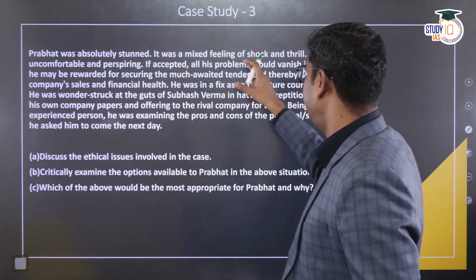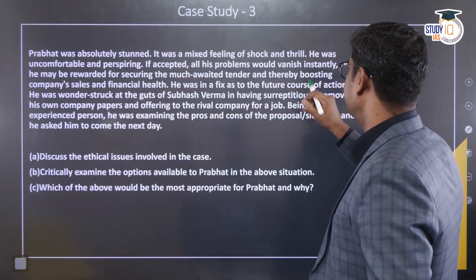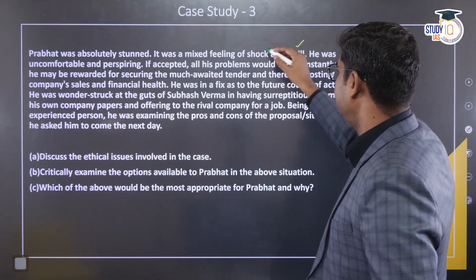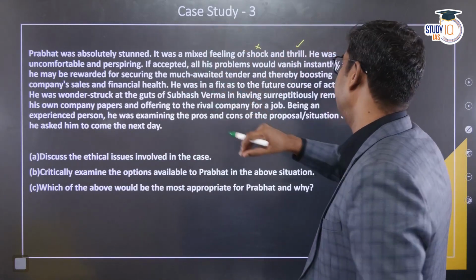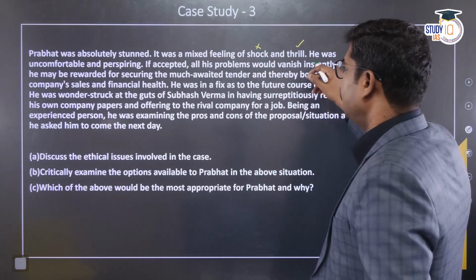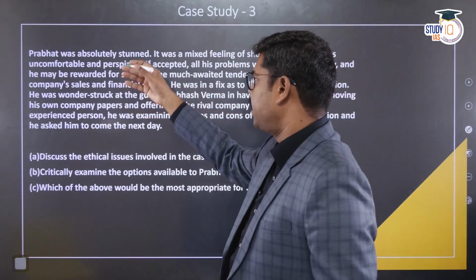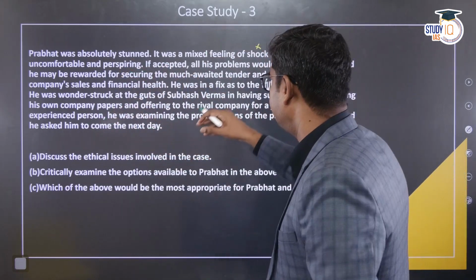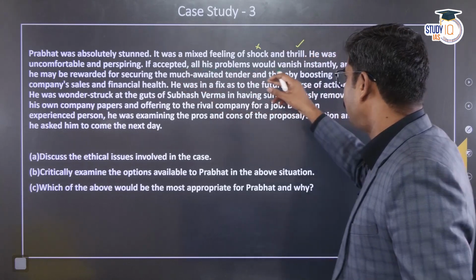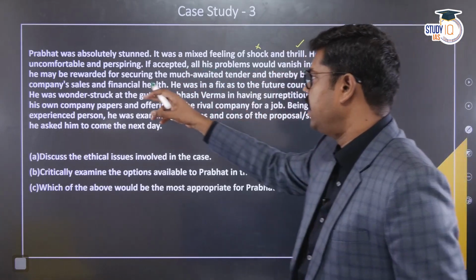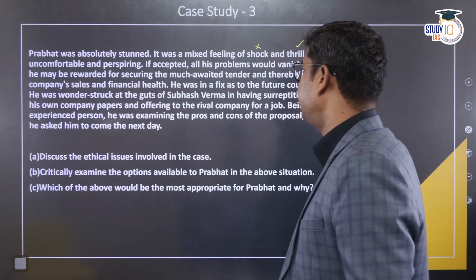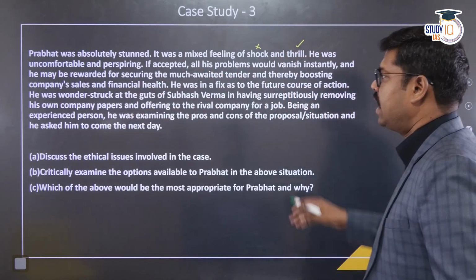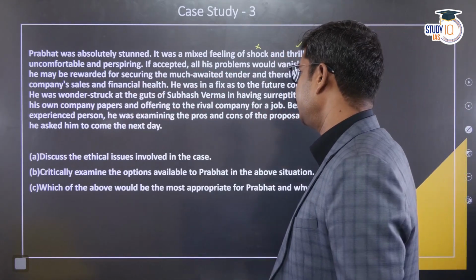It was a mixed feeling of shock and thrill. So, he was thrilled because he may get the deal, he was shocked because of the unethical behavior of Mr. Subhash Verma. He was uncomfortable and perspiring, he was sweating actually. If accepted, all his problems would vanish instantly, and he may be rewarded for securing the much awaited tender and thereby boosting company's sales and financial health.